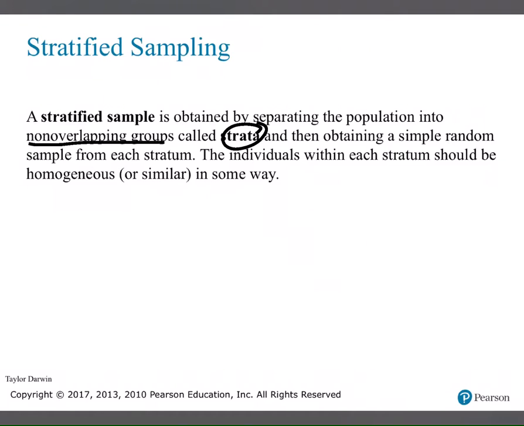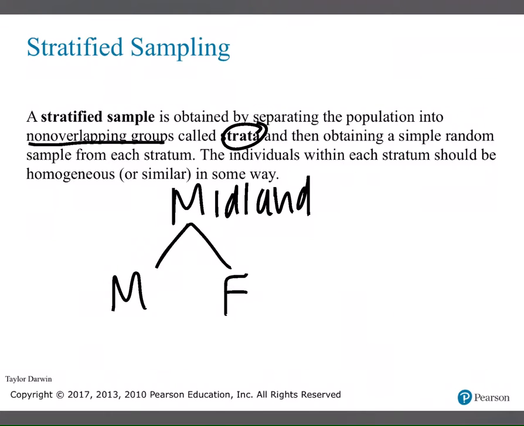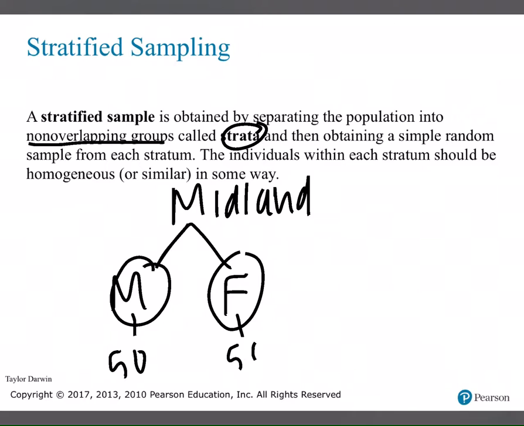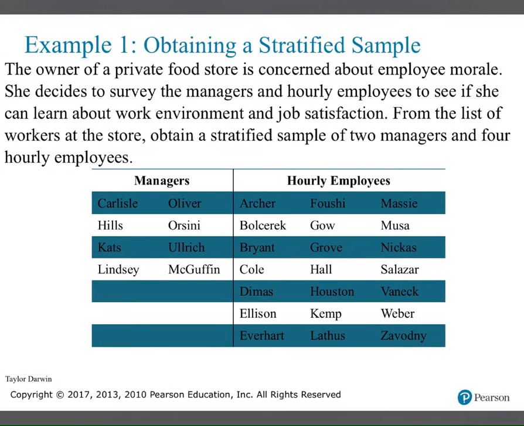So maybe let's talk about Midland, and I want to break them into male and female. So that would be the strata, the groups. And then let's say I'm going to choose 50 males and 50 females in my survey, whatever that survey may be. And so first you group them into groups called strata, and then randomly take some from each. So let's figure out how to do that.